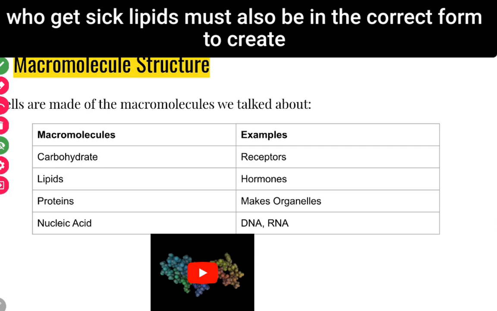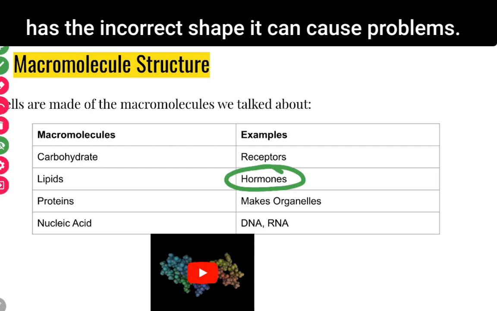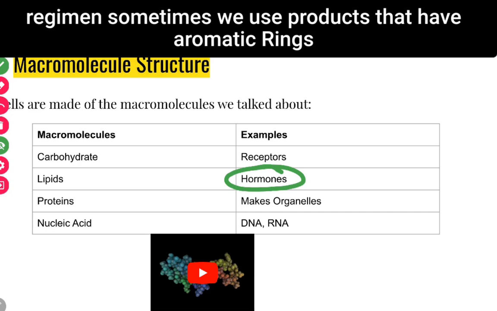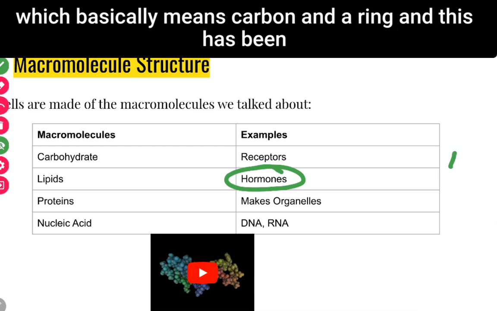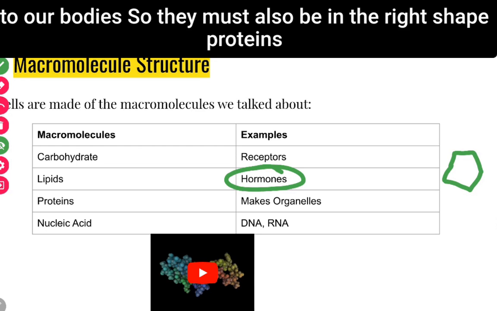Lipids must also be in the correct form to create hormones. There can be problems with this when a hormone has the incorrect shape. It can cause problems. So for example, in our diet, or in our beauty regimen, sometimes we use products that have aromatic rings, which basically means carbon in a ring. And this has been known to be similar to hormones. It can cause ill effects to our bodies. So they must also be in the right shape.